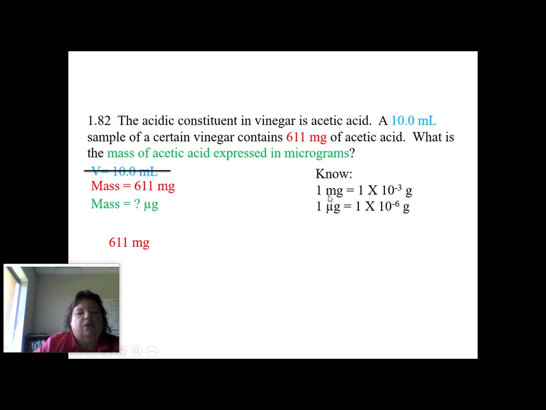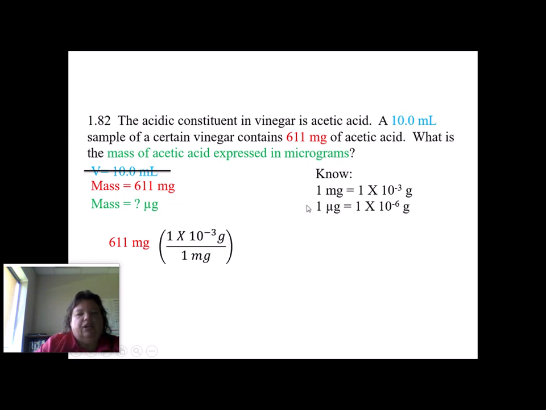So does the milligrams go on the top or the bottom half of the fraction? Well, since it's what I want to cancel out, it needs to go on the bottom. So that means that 1 times 10 to the minus 3 grams goes on top. That cancels out my milligrams here, so now I'm just left with grams.